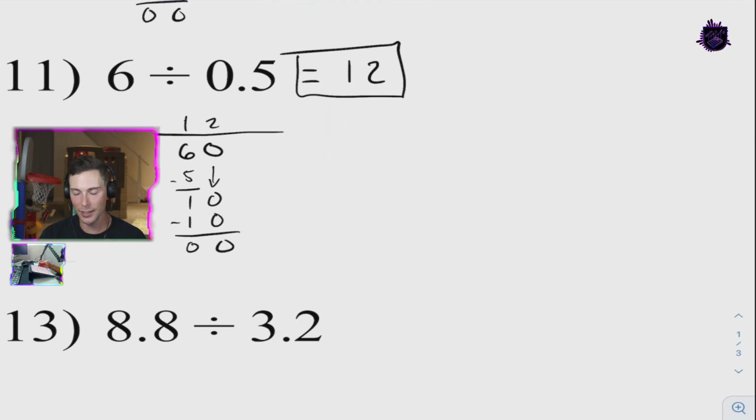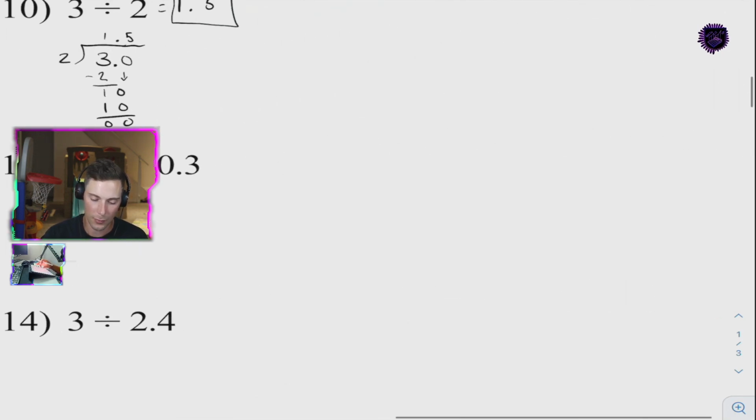6 divided by 0.5, 12. So what they're saying is, if you have 6, how many groups of 0.5 can you make? That's what division is. You're dividing things up into equal groups. You can make exactly 12 groups of 0.5 when you have 6 wholes. All right, next one here.